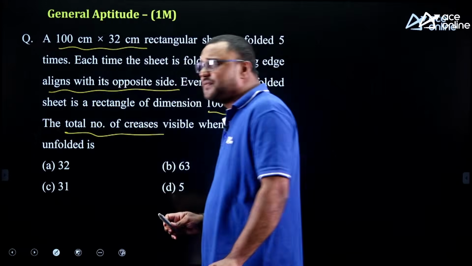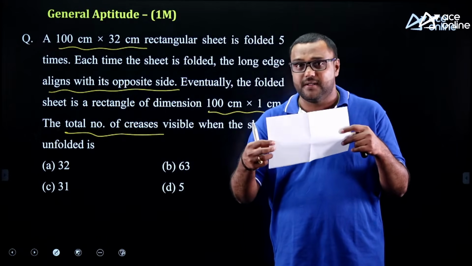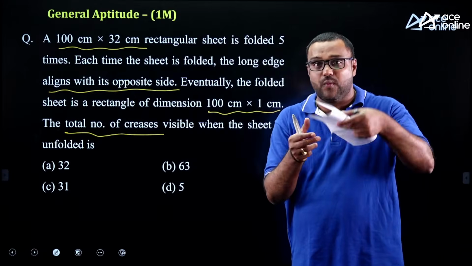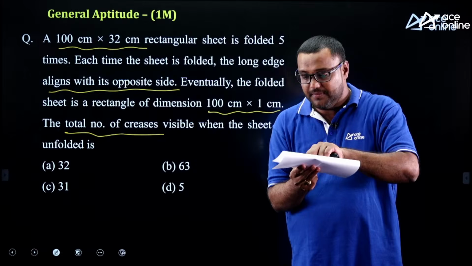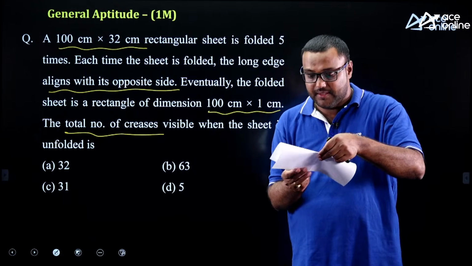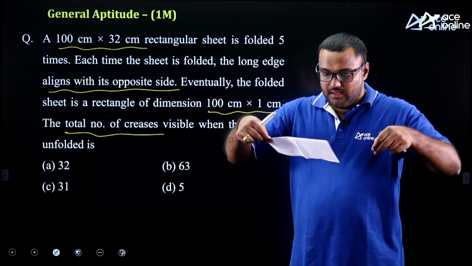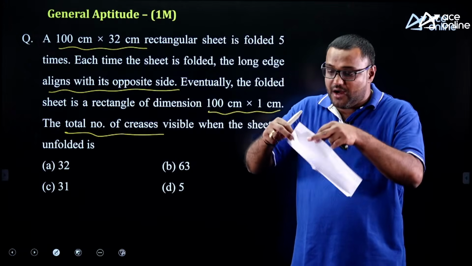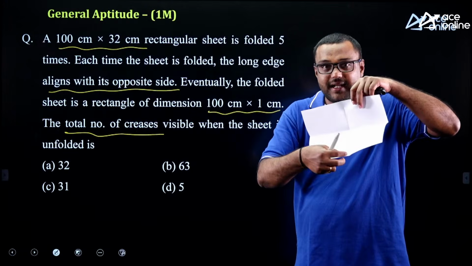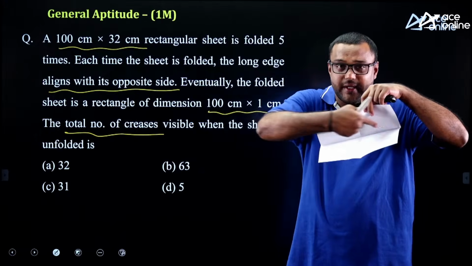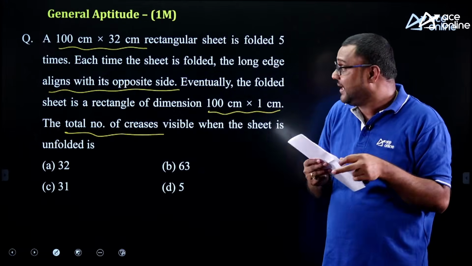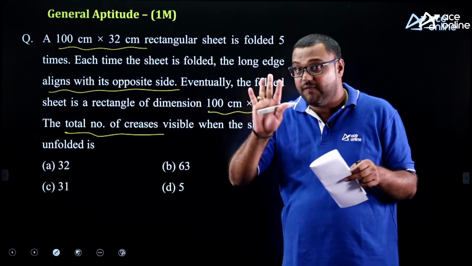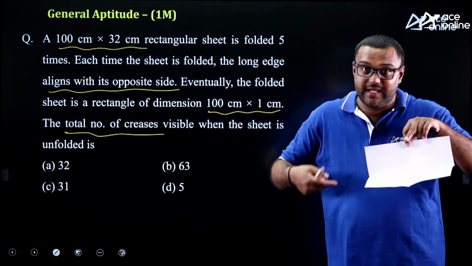See, a crease is formed when you fold the paper. Now I folded 1 time. This is the paper, I am just folding it 1 time. This is the line. A line formed by folding a paper is called a crease. So when I fold one time, one crease I got. But how many times do you have to fold? 5 times, right?